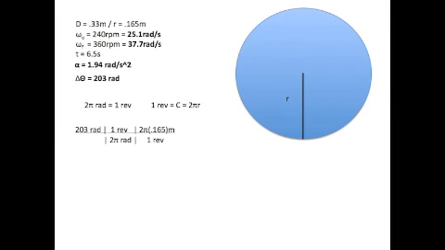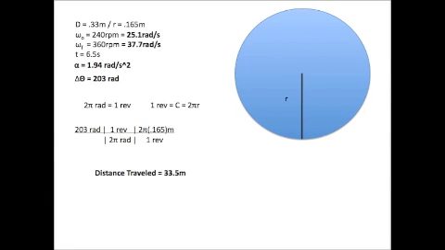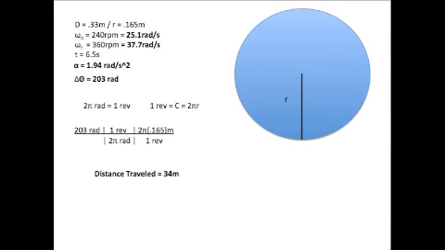Okay, so you have 203 radians, and then put it over 2 pi radians equals 1 revolution, since that was stated above, and then 1 revolution equals 2 pi r meters, and since r is 0.165, which we got earlier, just plug that in, multiply and divide where need be, and the distance traveled equals 33.5 meters. Now, since the time given is 6.5 seconds, and that only has 2 significant figures, you need to change that from 33.5 and round to 34 meters. And that's the end of the problem.